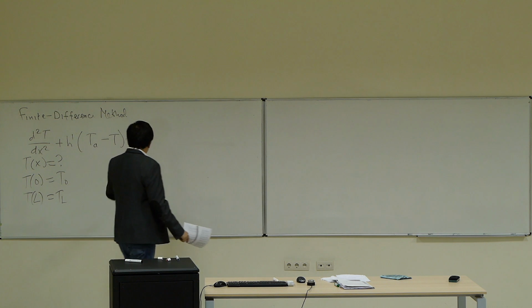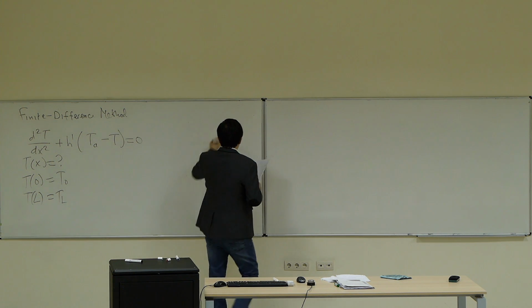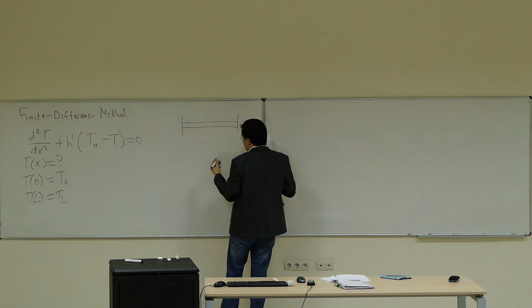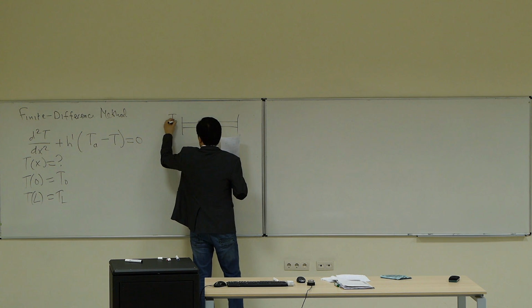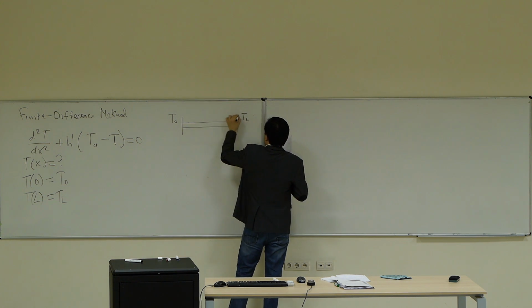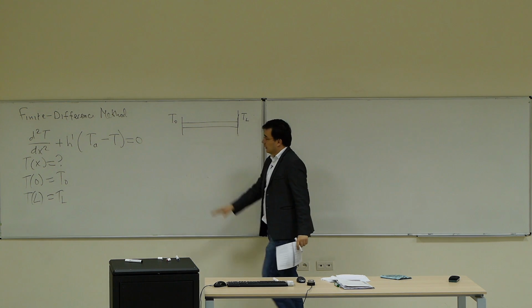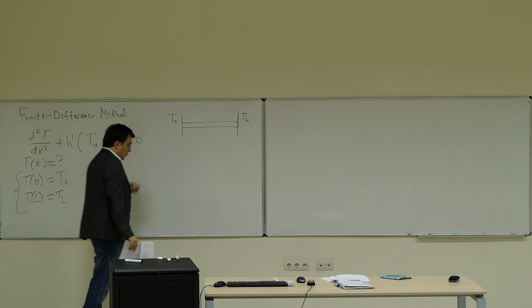Which physics problem does this equation describe? It describes the following problem. I have a thin rod stuck between two walls, and these two walls are kept at two different temperatures. This part is at temperature T0, and this part is fixed at temperature TL. The temperatures here and here are fixed for these specific boundary conditions.